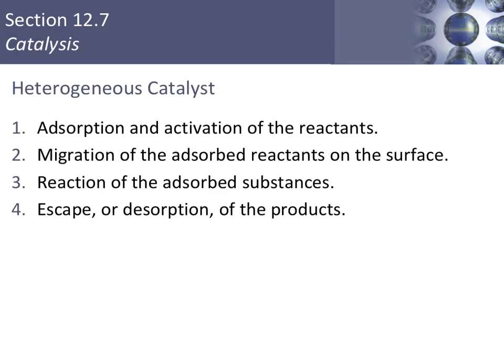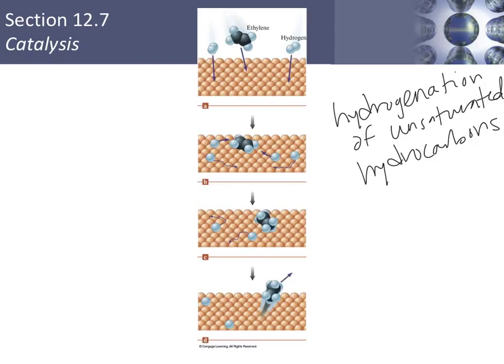Generally, when a heterogeneous catalyst is involved, there are 4 steps: adsorption and activation of the reactants, the migration of the reactants on the surface of the catalyst, then the adsorbed substances, the reactants, actually react, and finally, the products escape. An important example of when a heterogeneous catalyst is used is during the hydrogenation of unsaturated hydrocarbons. Here we have a solid catalyst, and our reactants are in gas form.